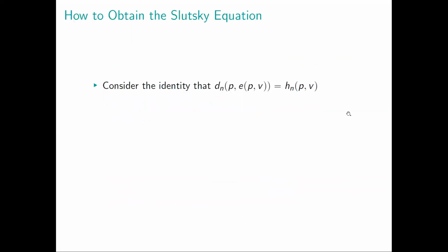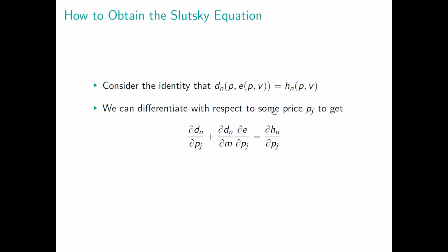The next thing we're going to talk about deriving is the Slutsky equation. Here we're going to consider the identity that Marshallian demand evaluated at income from the expenditure function at utility level v is equal to the Hicksian demand function. So we can differentiate this identity with respect to some price p_j, and we need to differentiate this with respect to each thing.